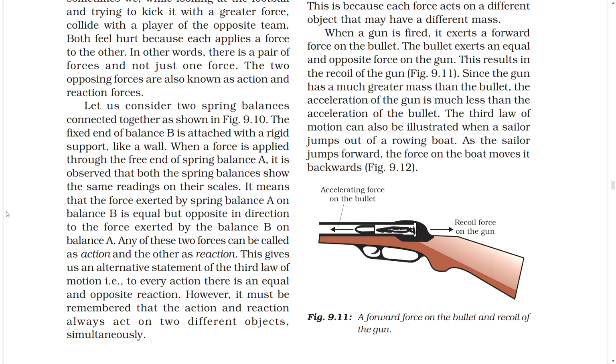It means that the force exerted by spring balance A on balance B is equal but opposite in direction to the force exerted by balance B on balance A. Any of these two forces can be called the action and the other the reaction. This gives us an alternative statement of the third law of motion, that is, to every action there is an equal and opposite reaction. However, it must be remembered that the action and reaction always act on two different objects simultaneously.